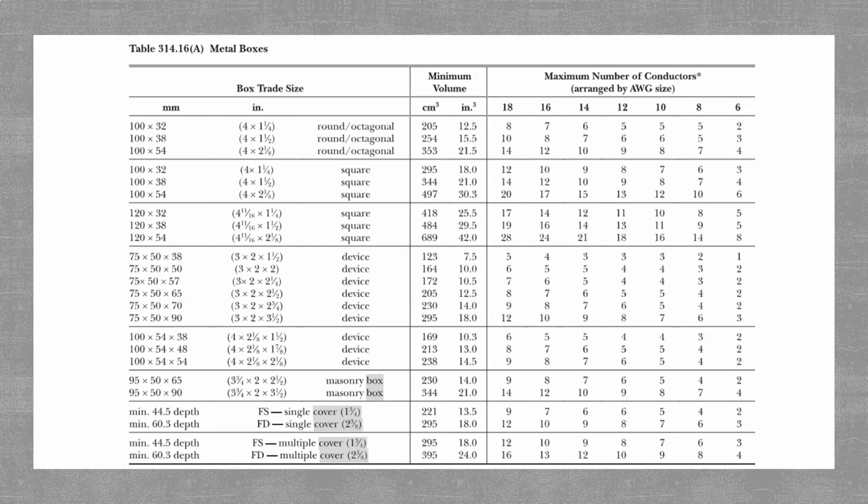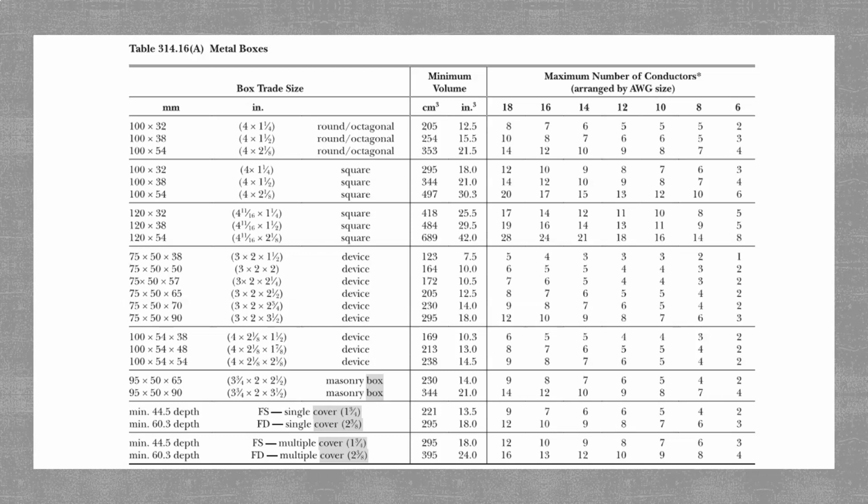In our next column over, we have the minimum volume. Once again, we have two different columns. We're going to be sticking with inches cubed. And then we also have a handy little section over here, which is the maximum number of conductors arranged by AWG size. So this is essentially a cheat sheet to give you a quick number on how many of a certain size conductor you can put in a box.